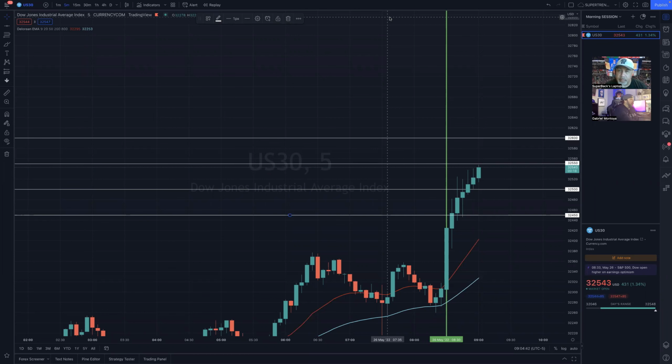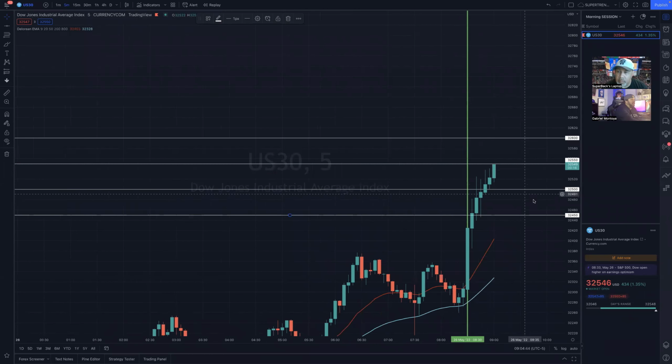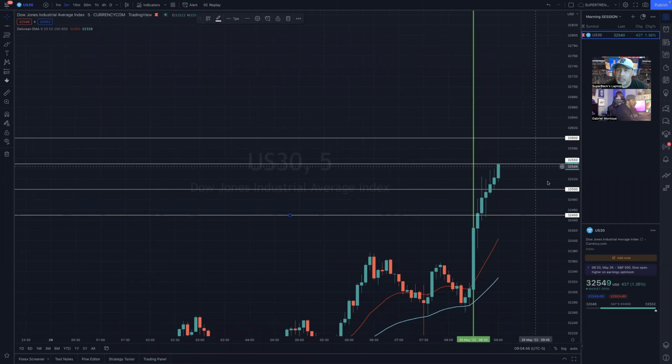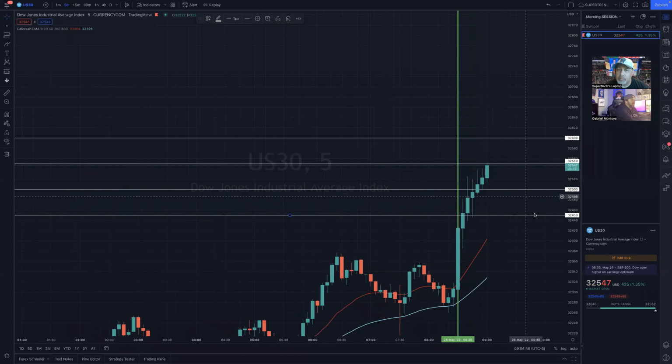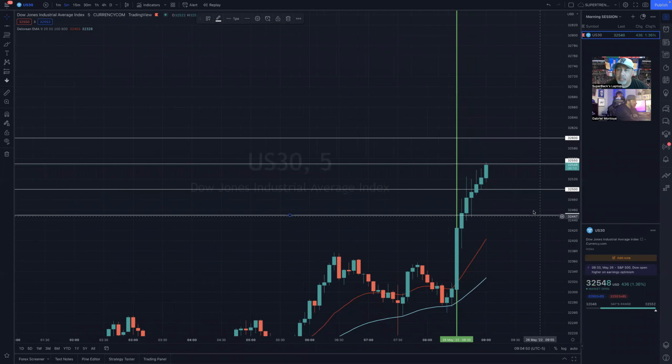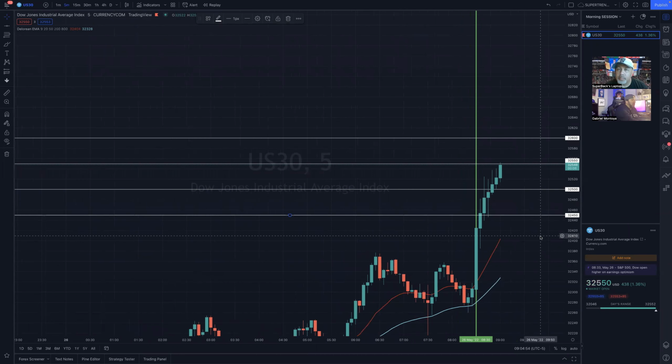So all we're doing is simply playing this wick. We're playing this wick that it's going to bounce over. We're in those trades right now. Those trades are live. All we need is 3 points, and we're going to close those trades. Boom. 3 points.